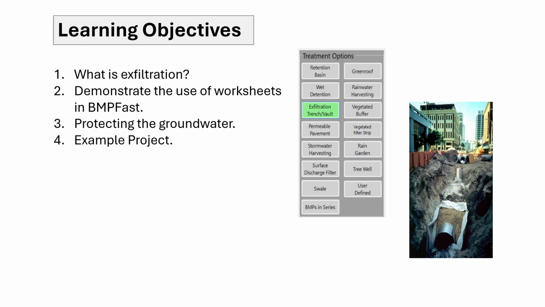We'll also walk through how to use the worksheets within the BMPFast software to calculate the annual removal effectiveness of an exfiltration system. Protecting groundwater quality is a central concern with this type of BMP, so we'll look at what design considerations help ensure that pollutants are managed appropriately before water enters the subsurface environment. Finally, we'll tie everything together with an example project that demonstrates how to enter the relevant input information and interpret the results, including annual effectiveness and annual pollutant removal for specific design configurations.